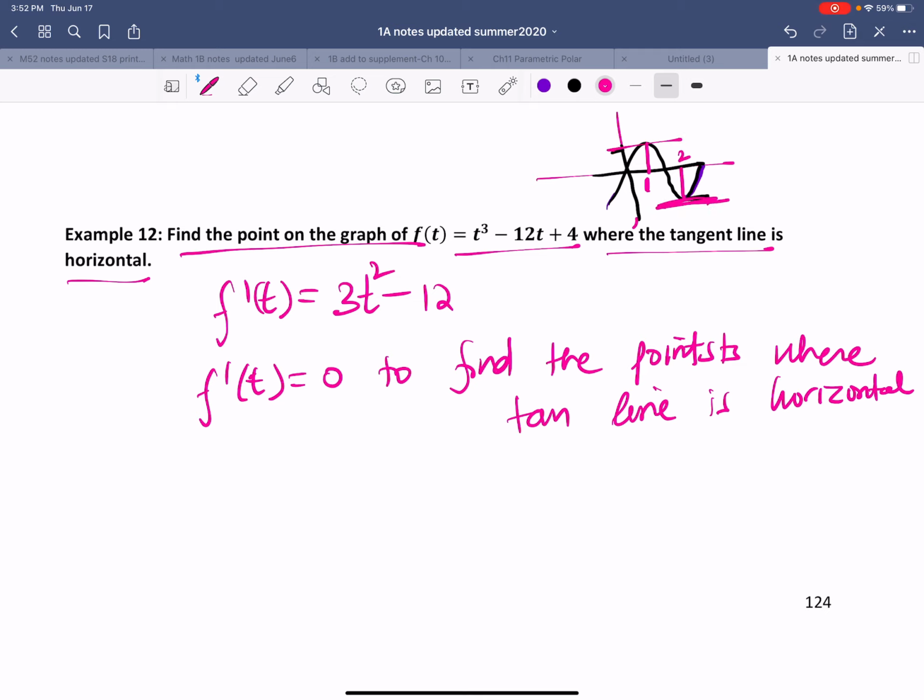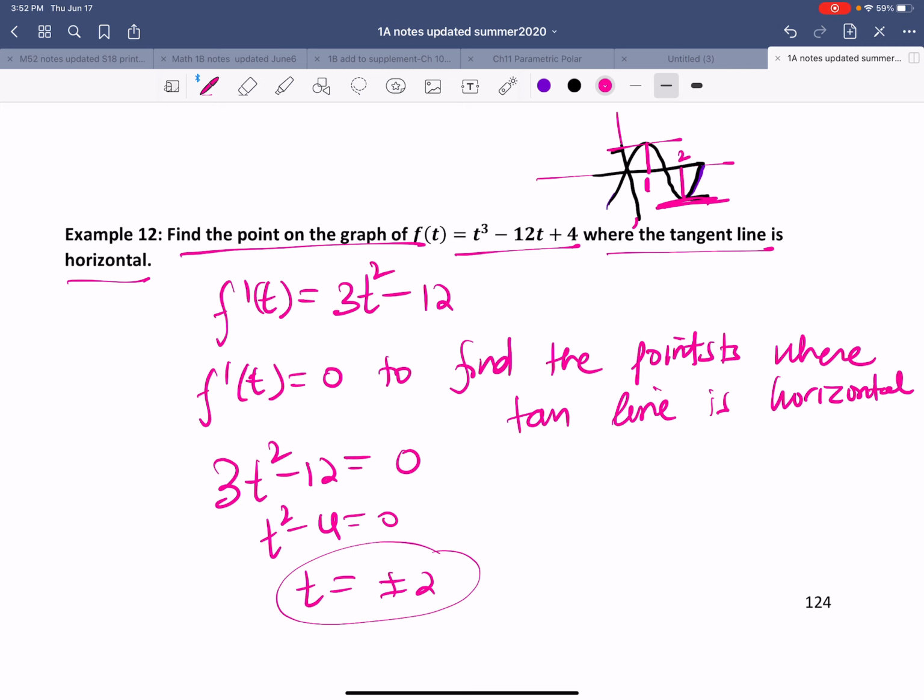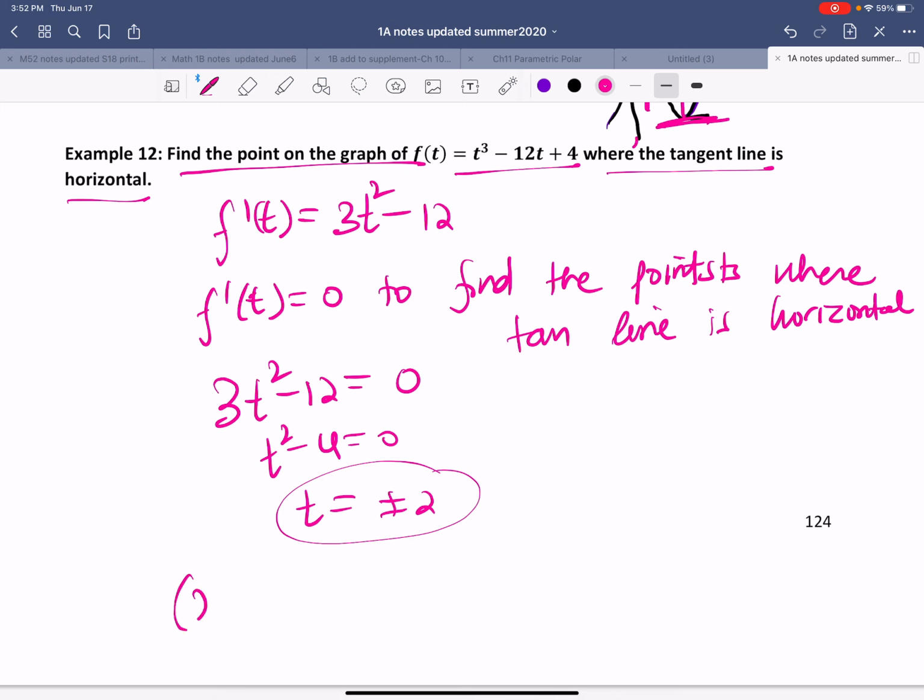Okay. So set the derivative equal to 0: 3t squared minus 12 is 0, t squared minus 4 is 0, t is equal to plus and minus 2. So those are the points where the derivative is 0. We want to find the exact points. So when t is positive 2, and when t is negative 2.